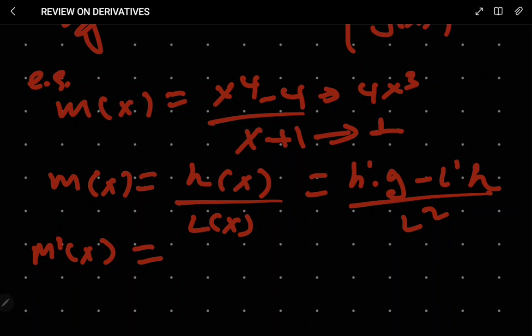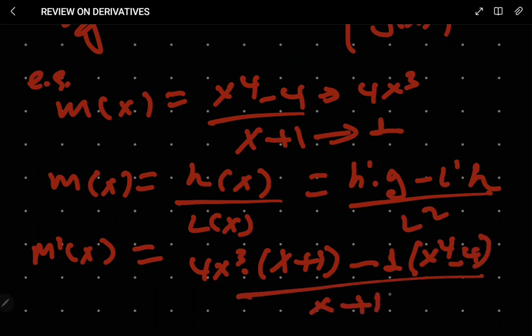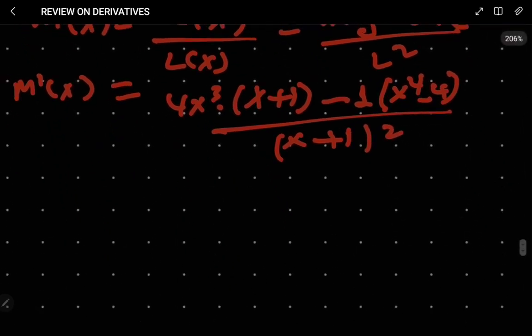The numerator derivative is 4x cubed times g, which is x plus 1, minus h derivative. The h derivative is 1 times h of x, which is x raised to 4 minus 4, over x plus 1, the denominator function squared. So how much is this?